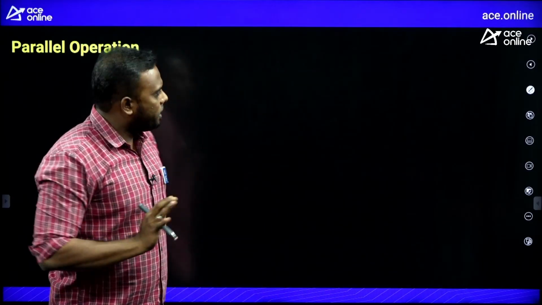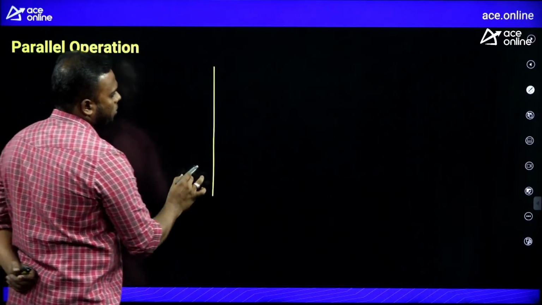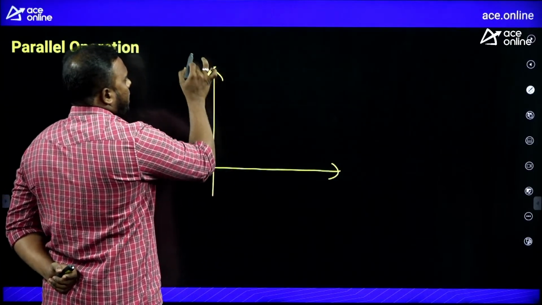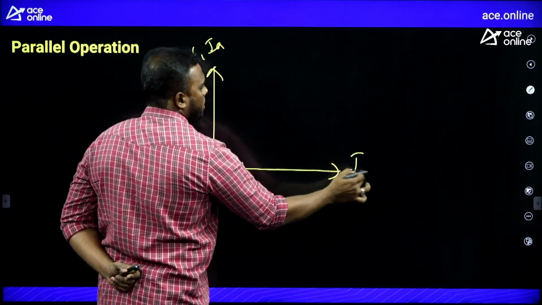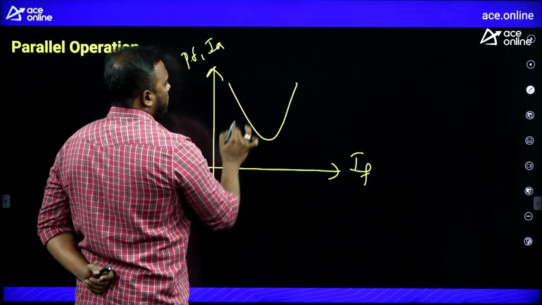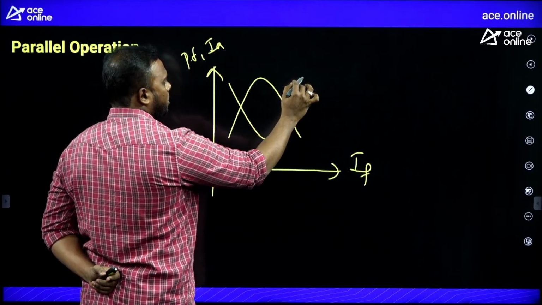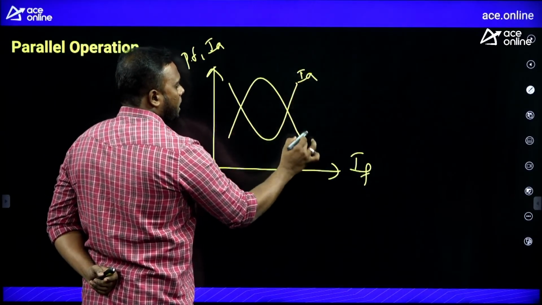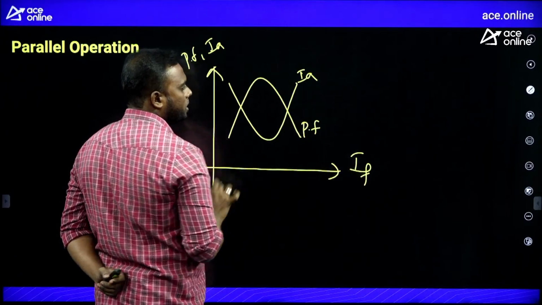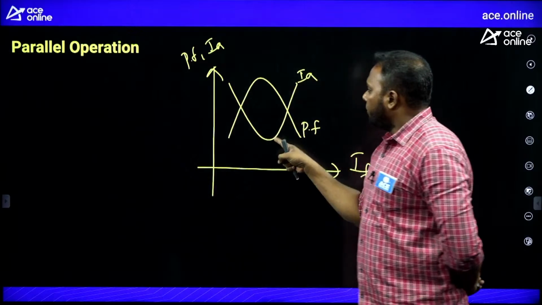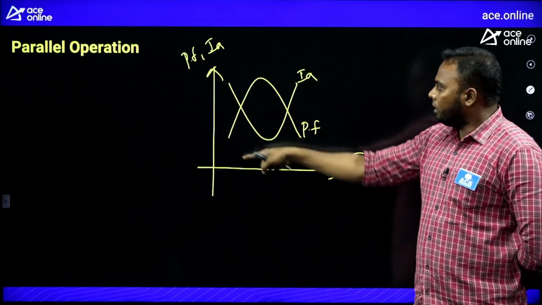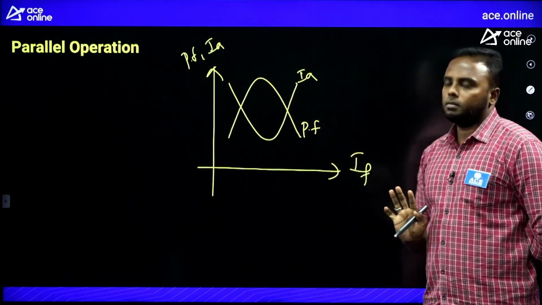In this total parallel operation, many times questions come on the V and inverted V curves, power factor, IA, and field current. We have the V curve and the inverted V curve. So the V curve is nothing but IA versus IF. The inverted V curve is power factor versus IF. So we get this many times. The V curve is drawn between IA and IF. Inverted V is power factor versus IF.